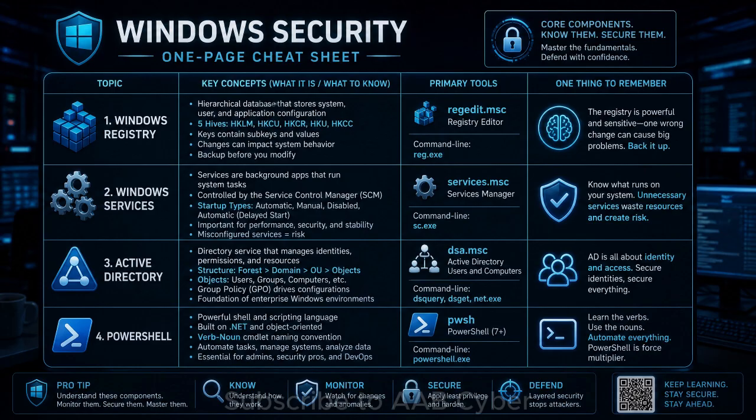Active Directory: forest, then domain, then organizational unit, then objects. Primary tools: DSA.msc, ADSI Edit, and the AD PowerShell module. One thing to remember: Kerberos, using tickets, is the primary authentication method. NTLM is only the legacy fallback.